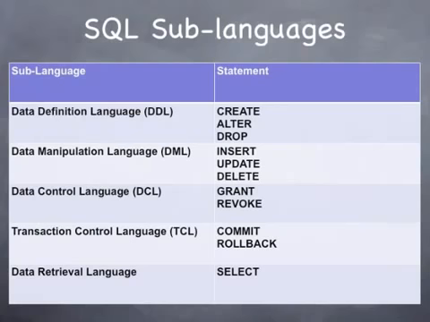The insert, update, and delete statements are all data manipulation language statements. They allow you to manipulate the data inside a table. Grant and revoke are data control language statements. They allow you to grant permissions on objects and actions within the database. Then you have the commit and the rollback statements, which define what you want to do with a transaction. And then you have the select statement that is used to retrieve or query data from a table.